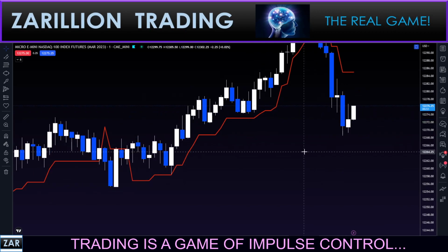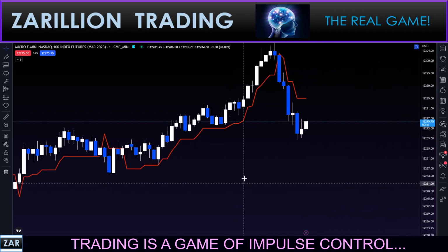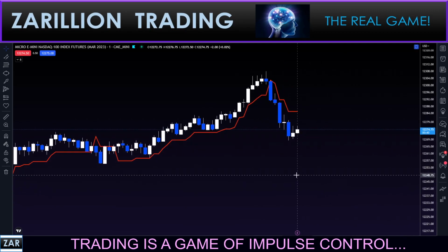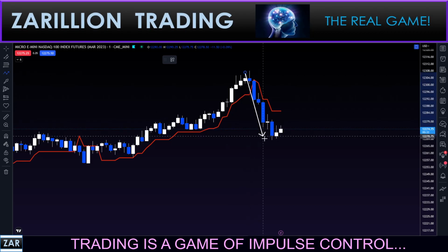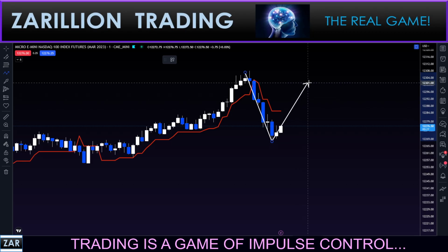All right. Now, if we can get a nice pullback here, this is what I'd be looking for. Because we are in the last hour, last 45 minutes, almost last 40 minutes coming soon. It's 3:18 right now. Here's what I'm looking for. This is an impulse wave down. I'm looking for a corrective wave of some sort. It can go all the way up to here.